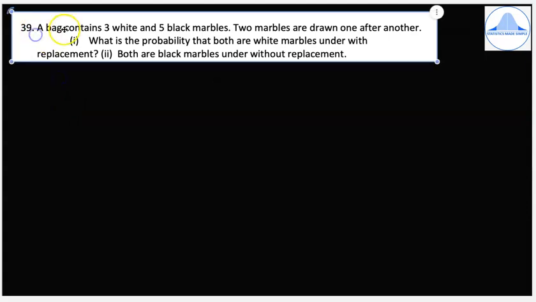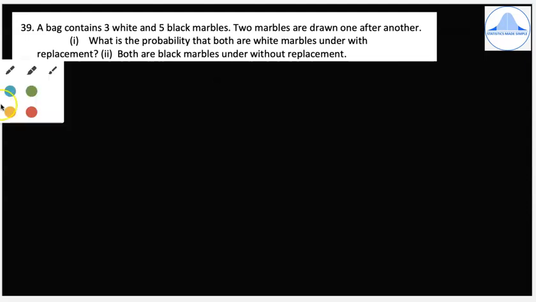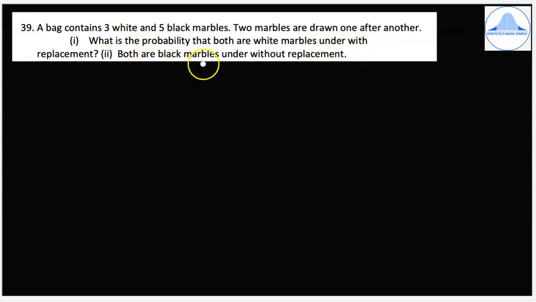39th question. A bag contains 3 white and 5 black marbles. 2 marbles are drawn one after another. What is the probability that both are white marbles under with replacement, and both are black marbles under without replacement. So let's start the problem.